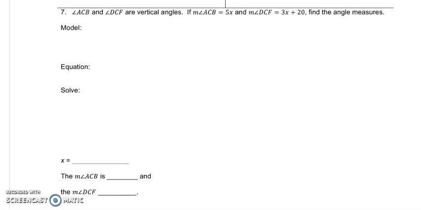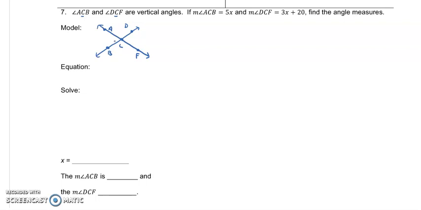Angle ACB and angle DCF are vertical angles. So we want to remind ourselves that vertical angles are the ones formed by those two intersecting lines. I see that point C is in the middle. So I'm going to put A and B on this one, then D and F can go here. So I'm looking at this angle and this angle. Now that we have our points labeled, we can keep reading.